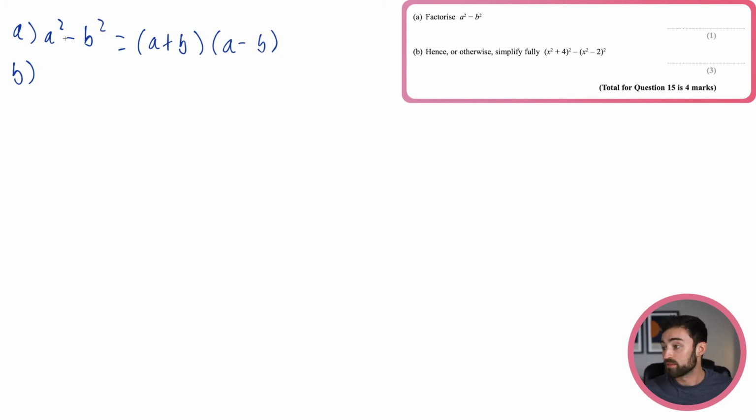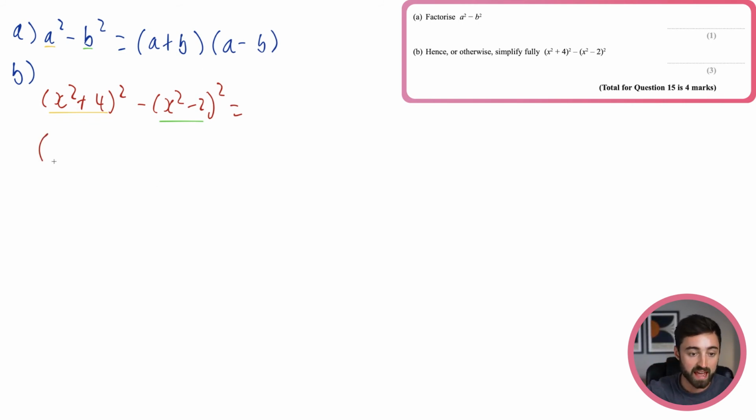So how do we do that? Look at what we have. We've got something squared, so x squared plus 4 squared, and then minus some other thing squared. So if you compare what we have, the a is my x squared plus 4, and the b is the x squared minus 2, right? So this thing here is this, and this is this thing here. In other words, I can go straight to this. I can say, okay, well, if this is my a and b, it is going to be a plus b times a minus b.